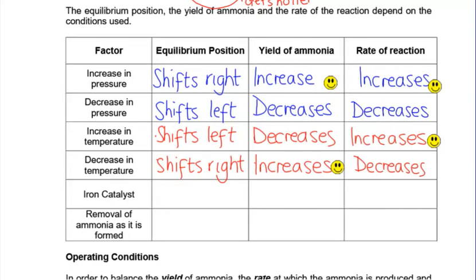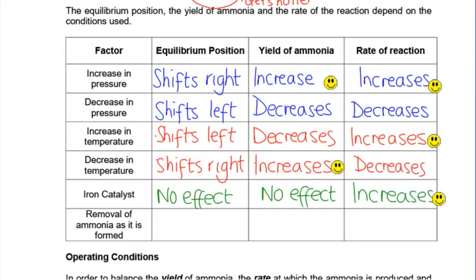What other things happen in the industrial process for making ammonia? Well, we add an iron catalyst. See if you can fill in the row for iron catalyst. A catalyst has no effect on position and therefore yield, but does increase the rate at which we achieve that yield. So it is useful to add a catalyst, particularly when we've had to compromise on temperature in order to get yield. We've reduced the rate, so we might need to boost that rate back up.